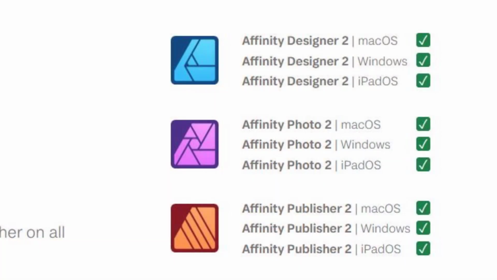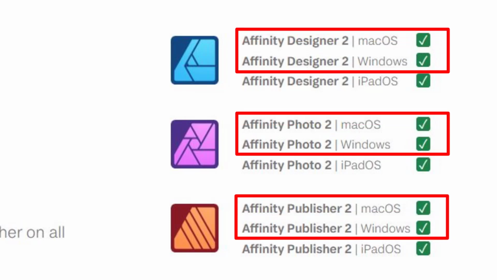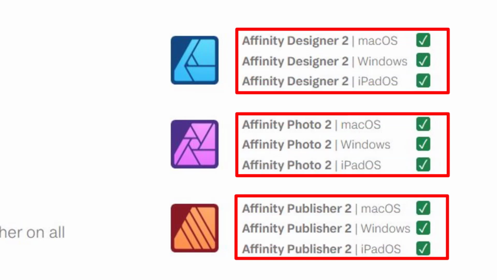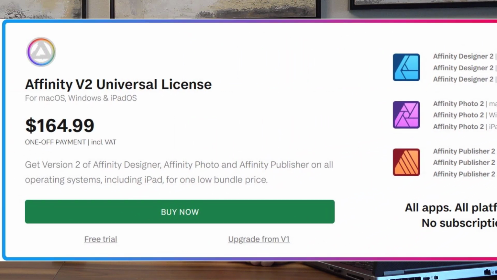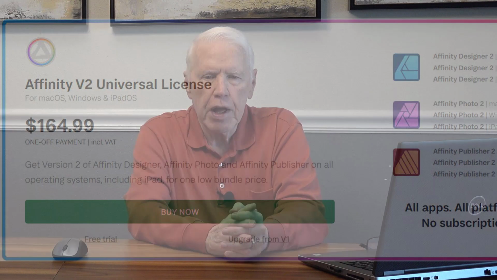Let me compare the two programs as far as licensing and pricing. As of right now, today, and this is very late October 2023, you can get all three Affinity programs with a license to install them on all of your computers, whether they're PCs or Macs, and you get the iPad versions of all three programs for a single price of $164.99. It's called their Universal License. And this Universal License is not a monthly fee.